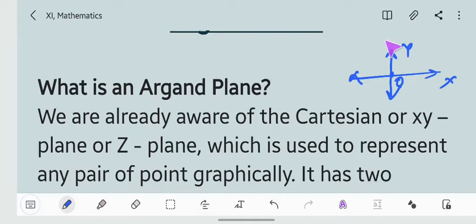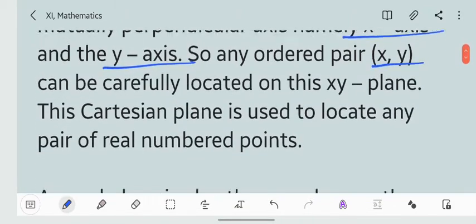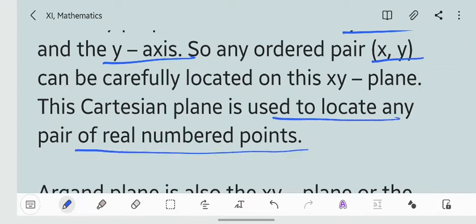This one is called the Cartesian or XY plane, which is used to represent any position or any point graphically. It has two mutually perpendicular axes named the x-axis and y-axis, and the ordered pair, if you remember, was x and y. The first value is x and the second is y. So the Cartesian plane is used to locate any pair of real-numbered points.